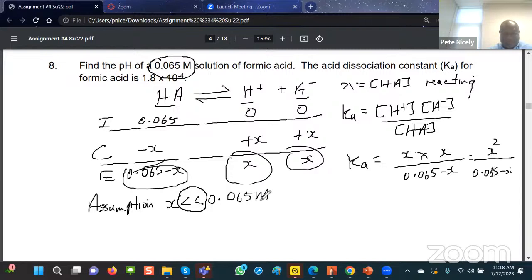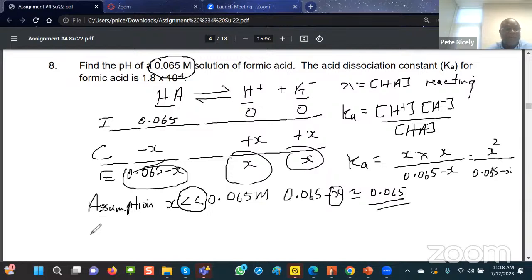Now, if x is very small compared to 0.065, that means that 0.065 minus x can be approximated to be equal to 0.065. Because what we're saying here is that x is so small that it's effectively 0, and therefore, when it's subtracted from 0.065, you're going to end up with 0.065 anyway, all right? So based on that assumption, we can simplify this equation.